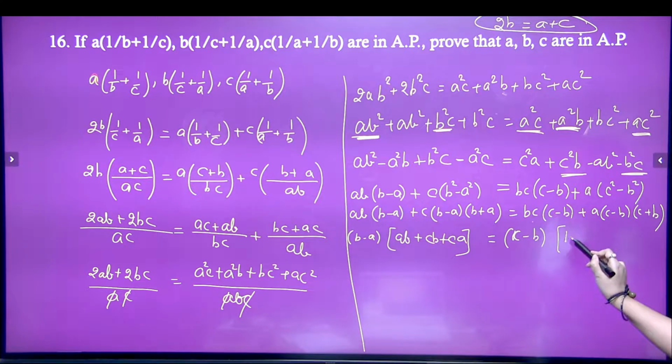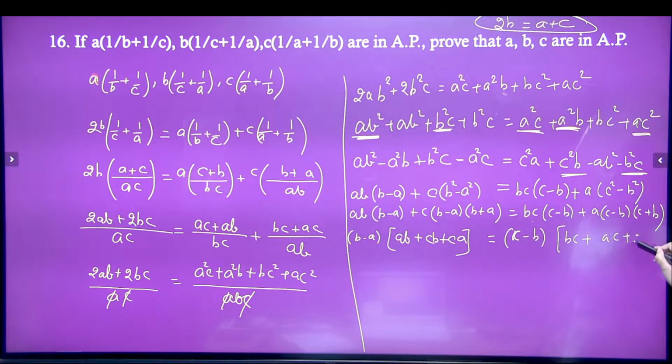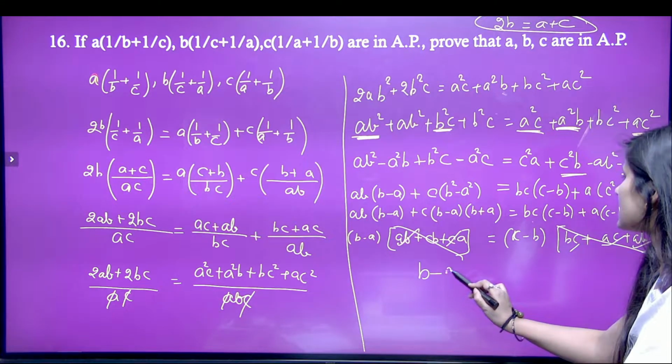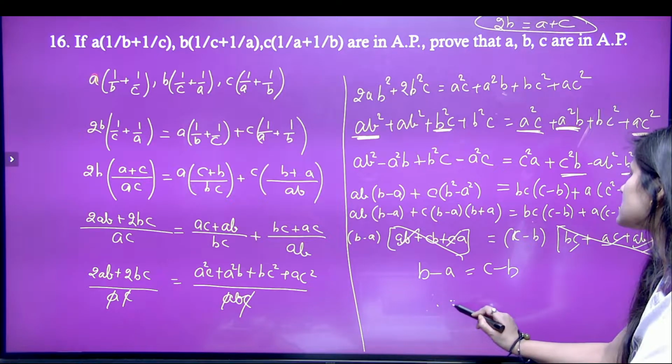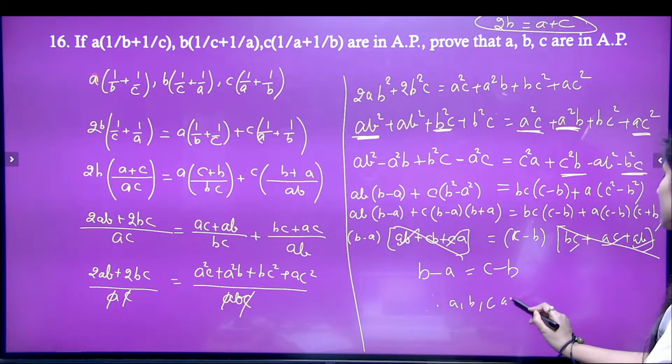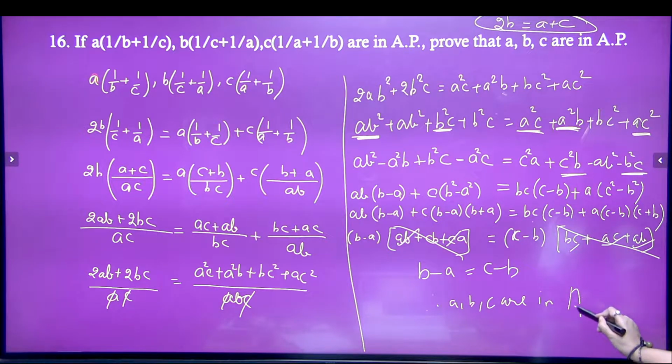So we have BC plus AC plus AB. Now see, we have AB and AB, AC and AC, BC and BC. So we can cancel out these two brackets. So we have B minus A is equal to C minus B. Therefore A, B, C are in AP. That's what we needed to prove.